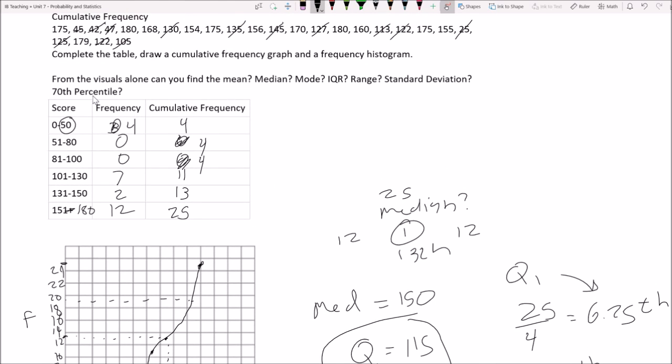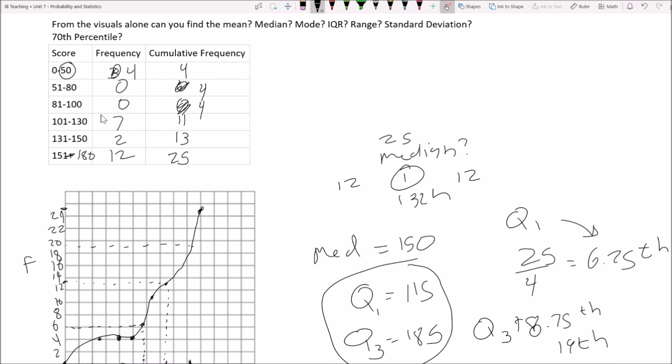And what about the 70th percentile? The 70th percentile would mean that you beat 70% of the people. So we need to figure out how many people is 70% of the people. That's 0.7 times 25, which is 17.5. If you beat that many people, that means you are the 18th person. So we go up to 18, go over, go down, and we're at maybe 182. So the 70th percentile score is maybe 182.